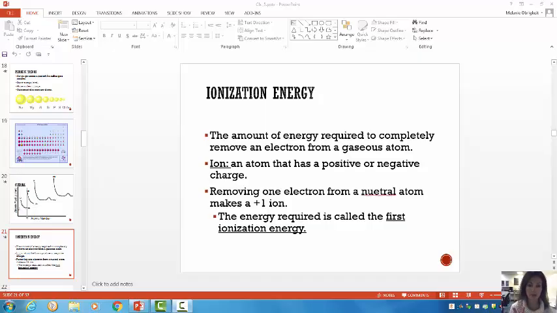There's two types of ions. There's negative ions and there's positive ions. Negative ions are called anions, and positive ions are called cations. You can think of cations because you like cats, and cats are positive. I'm not so much of a cat person, so I always think the word cation has a T in it, and a T is like a plus sign. Okay, so ionization energy is the energy required to completely remove an electron from a gaseous atom.